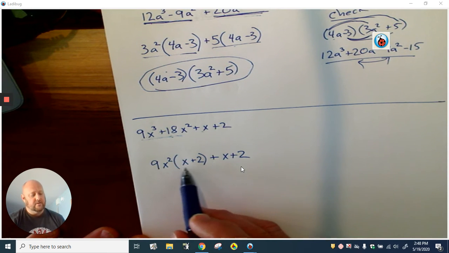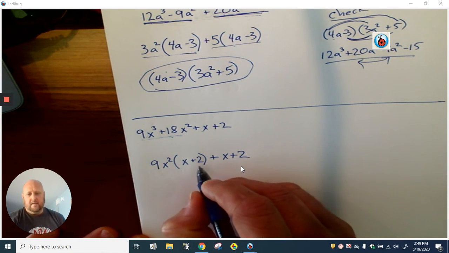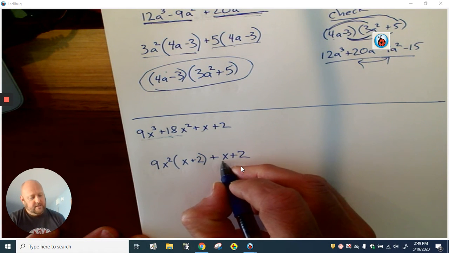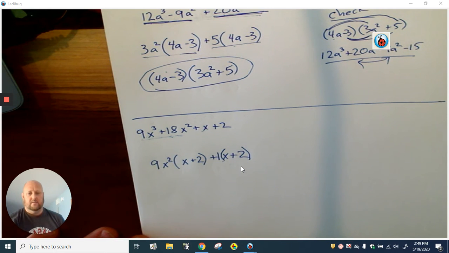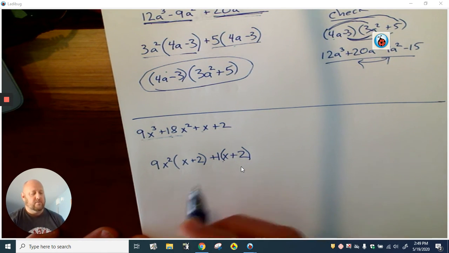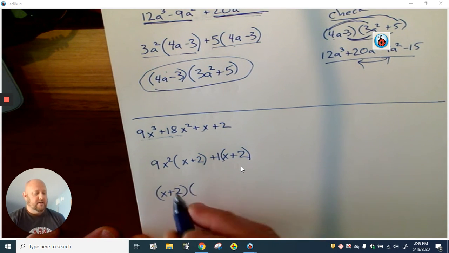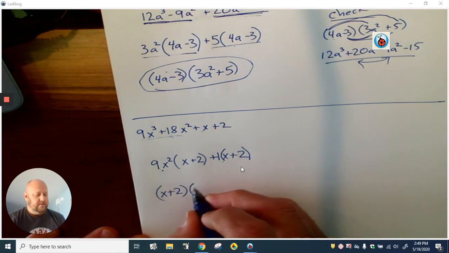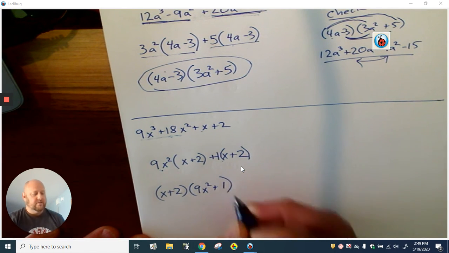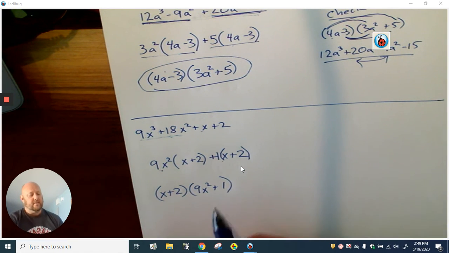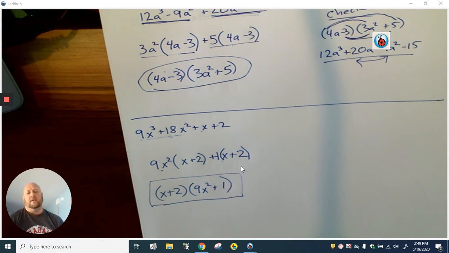But now if you notice, there is a lot in common. That is the same thing as this. And if you imagine this as the same thing as if I would have pulled out a 1, right? Now I can pull out that x plus 2. And if I do that, all I'm left with is this 9x squared. And then over here, I would just be left with a 1. And again, I should be able to foil that out, double check my answer, okay?